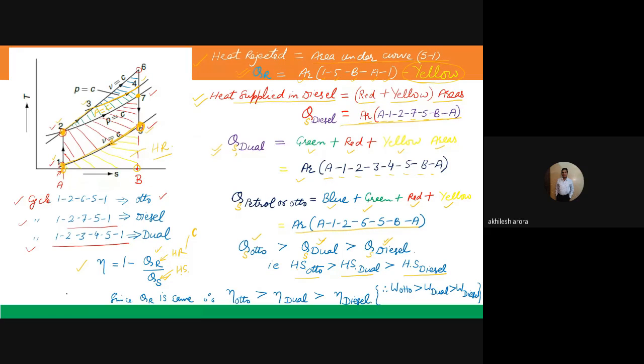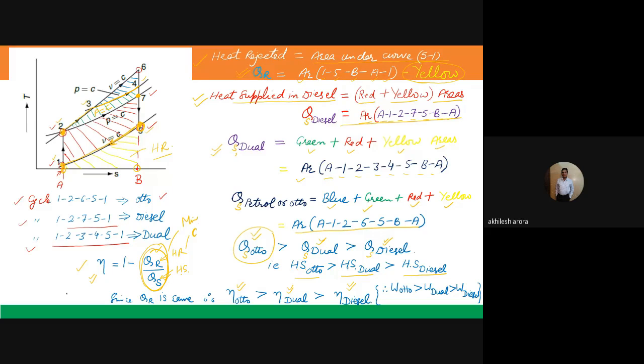So in this expression, if I take this particular fraction here, the numerator is constant. If I choose the Otto cycle, let us say, then you know that heat supplied is maximum in its particular case. So the fraction which is shown here will be minimum, and 1 minus minimum is maximum. So it is understandable that the efficiency of the Otto cycle will be maximum, in the second case it will be the efficiency of the dual cycle, and third it will be the efficiency of the diesel cycle.